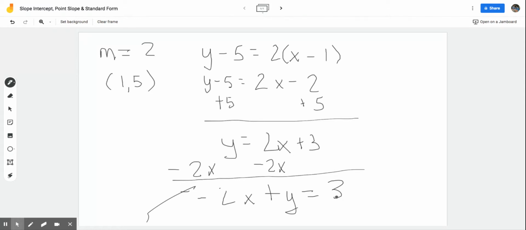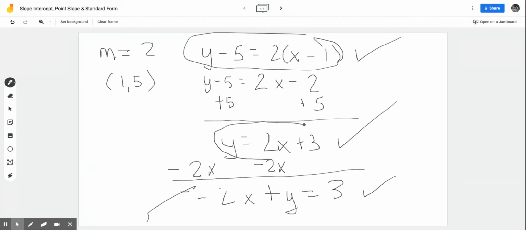Okay, so let's go over what we did here. In this problem, the only given information was the slope and a point. So we used that and put it into point-slope form, so we have one equation of the line. Then we went from point-slope into slope-intercept and then slope-intercept to standard form. So now we have all 3 versions of the equation of the line, and all 3 of these mean the same thing. And that's one type of problem that we're going to be looking at this week.